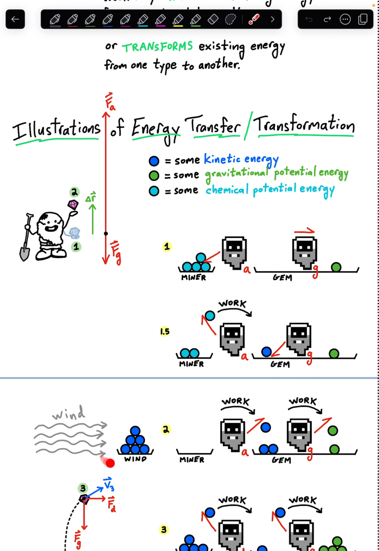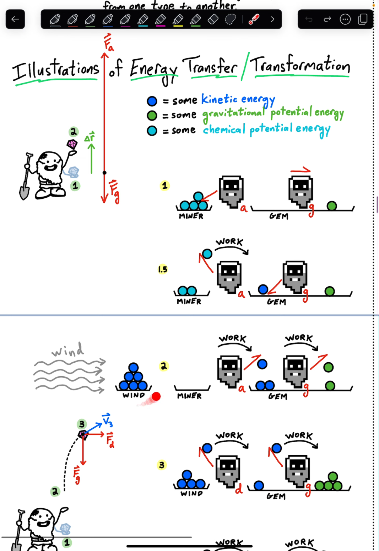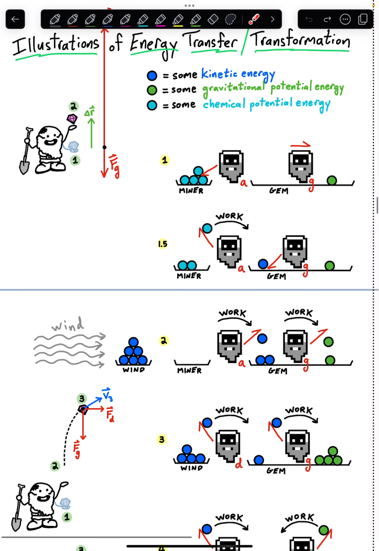Once the wind arrives on the scene, the wind does bring a bunch of new energy with it. Now the applied force leaves the scene, but the drag force shows up. The drag force from the wind is going to start doing work on the gem. The wind is pushing the gem to the right, and its force is going to be transferring the wind's kinetic energy over to the gem. The wind is going to slow down as it crashes into the gem, but the gem is going to be sped up by that push it gets from the wind. That's a transfer of kinetic energy from the wind over to the gem.